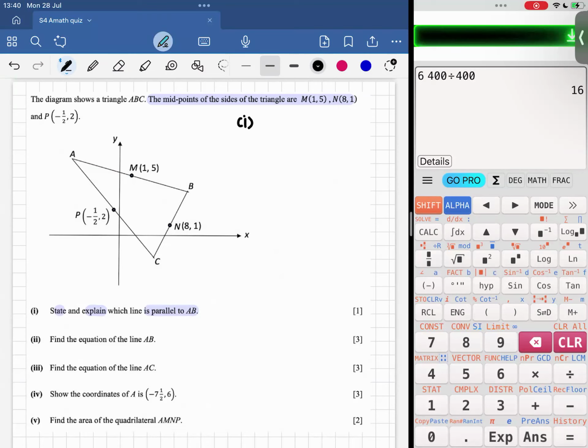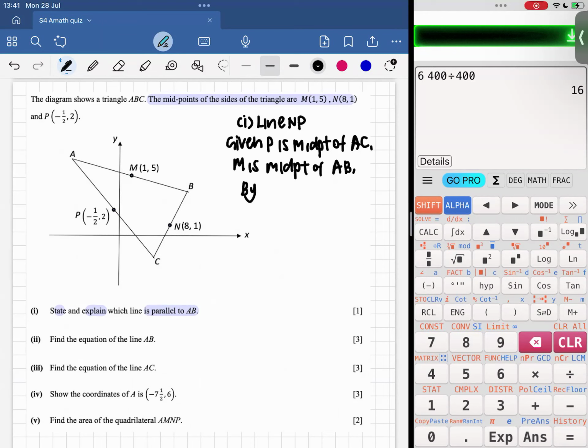So parallel to AB, the line is actually NP, PN or NP, same, huh? So you will just write down, given P is midpoint of AC and M is midpoint of AB, then you write down by midpoint theorem, PN is parallel to AB. So that is for 1 mark. Okay, so at least we know there's one set of parallel lines.